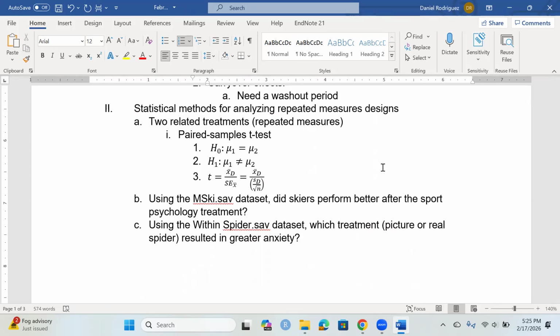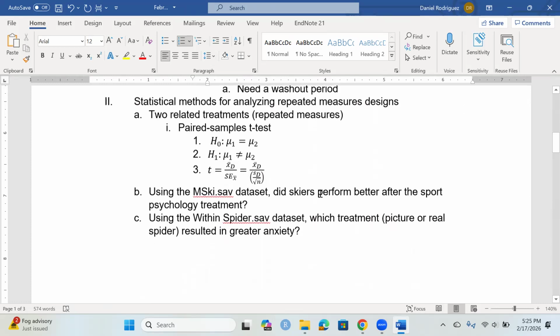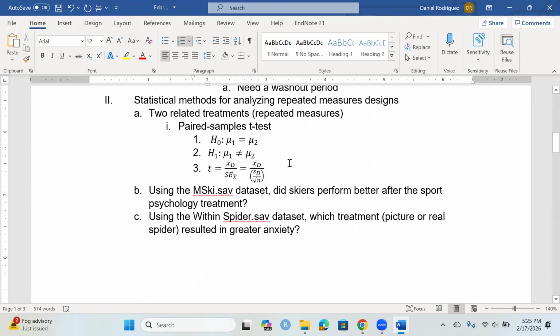One of the reasons for that is that you have the same people, so we don't have to worry about differences in variance between different groups of people. So we can treat this the same way we would treat a one sample t-test. Our null hypothesis in such a test would be that the means from, say, time 1 to time 2, or treatment 1 to treatment 2, are equal. And we could say the means are not equal.